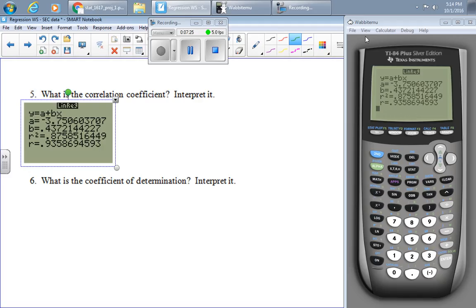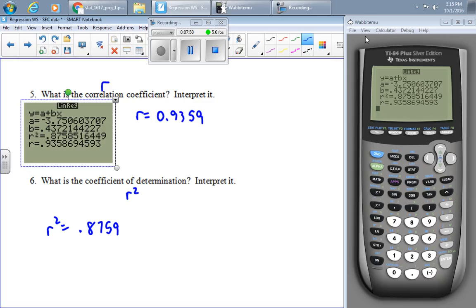The correlation coefficient is r. The coefficient of determination is r squared. Don't write r and r squared for both of them because that just tells me that you don't know which one's correlation and which one's the coefficient of determination. So the correlation is 0.9359 and the coefficient of determination is 0.8759.